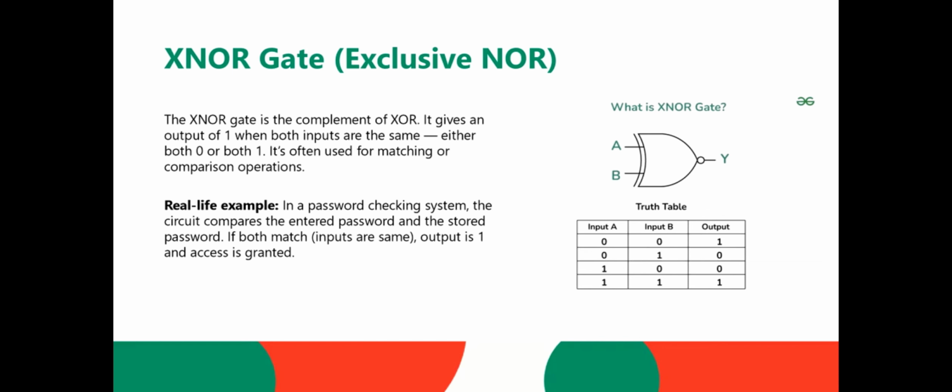The real life example is a password checking system. The circuit compares the entered password and the stored password. If both match, the output is 1 and access is granted.